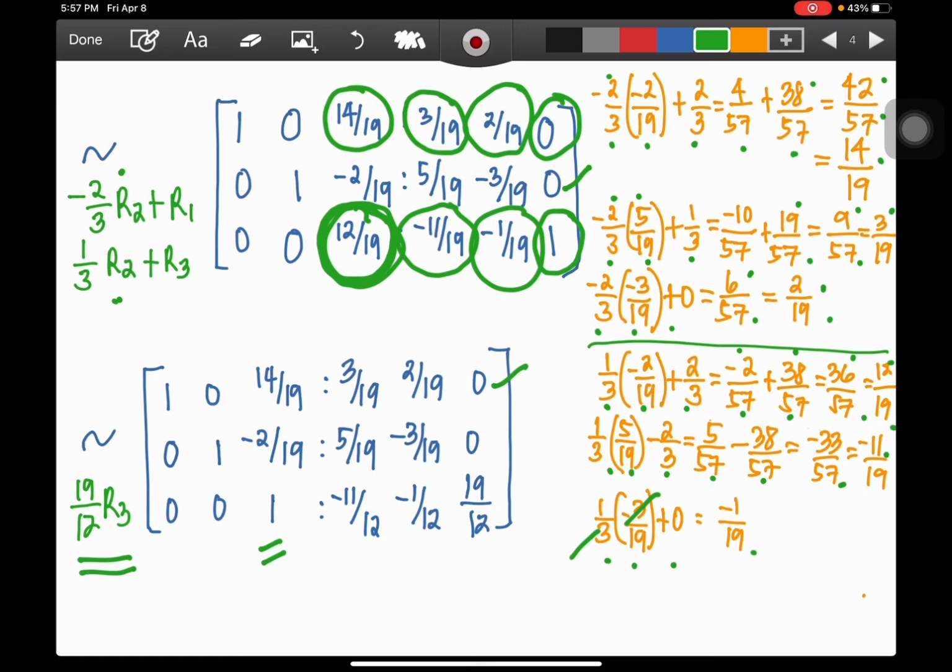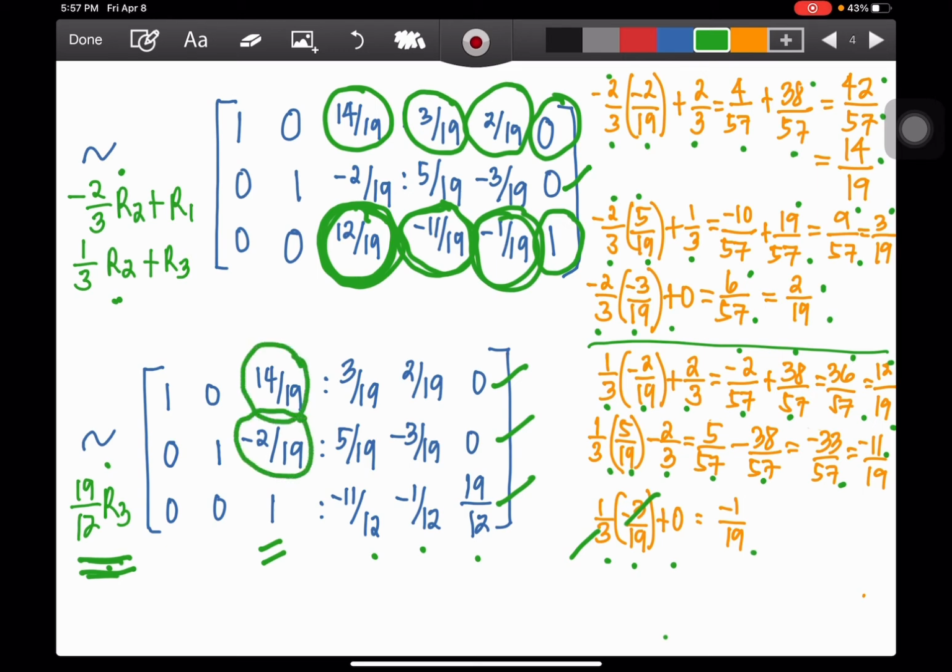And then by the way, you have to copy first rows 1 and 2 so that you can proceed with row 3. Alright, so negative 11 over 19 times 19 over 12 is equal to negative 11 over 12. Negative 1 over 19 times 19 over 12 is equal to negative 1 over 12. And 1 times 19 over 12 is equal to 19 over 12. Okay, so we're done with row 3. So our problem now is these two.